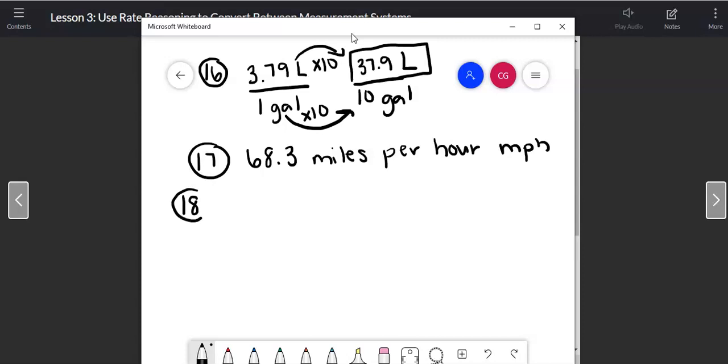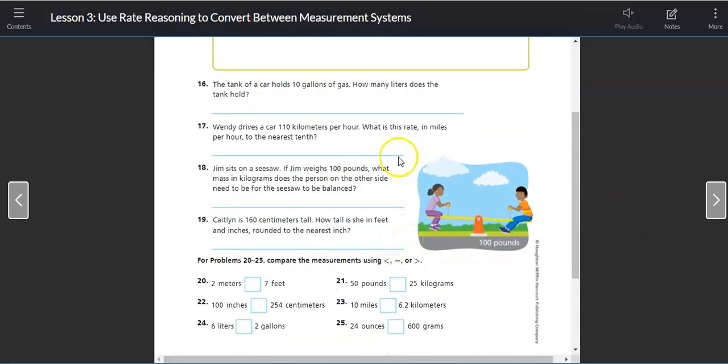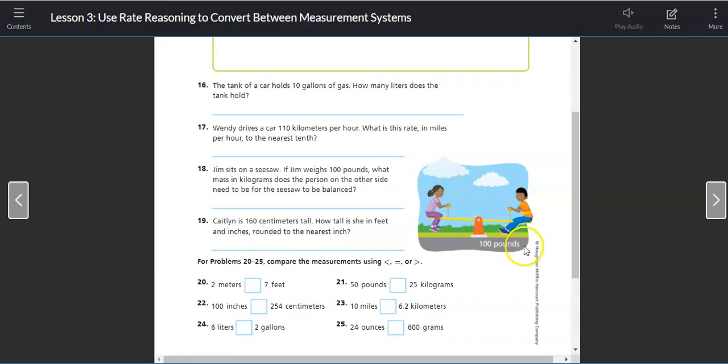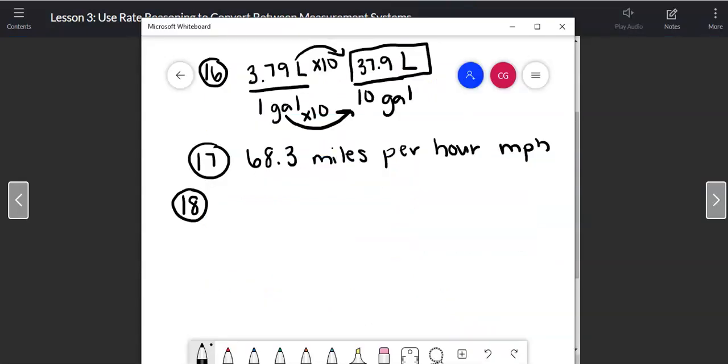Number 18, though, we have to solve. And if we look at number 18, it says Jim sits on a seesaw. If Jim weighs 100 pounds, what mass in kilograms does the person on the other side need to be for the seesaw to be balanced? So we have pounds, and I need to change it to kilograms. So there are 0.454 kilograms in 1 pound.